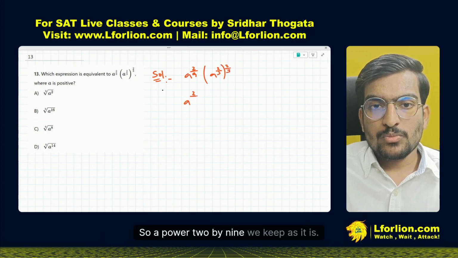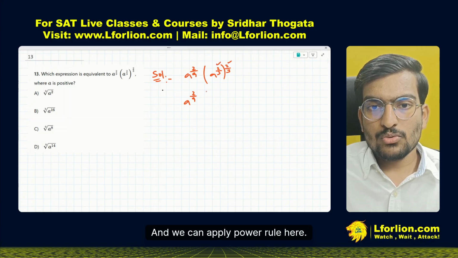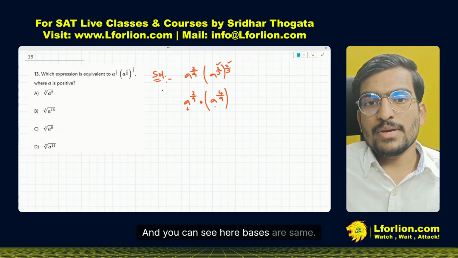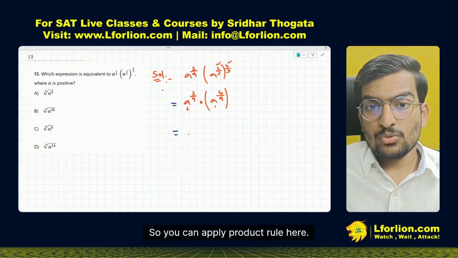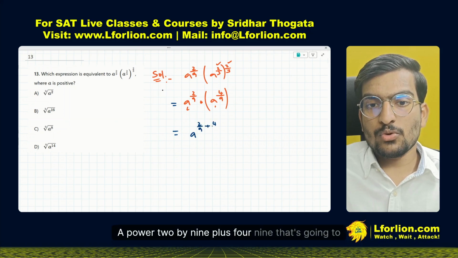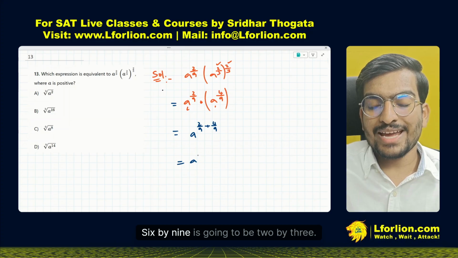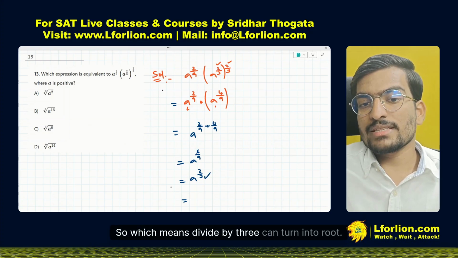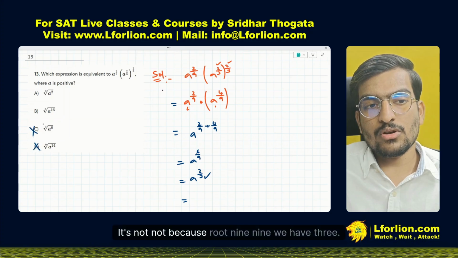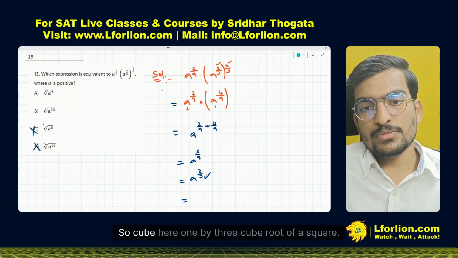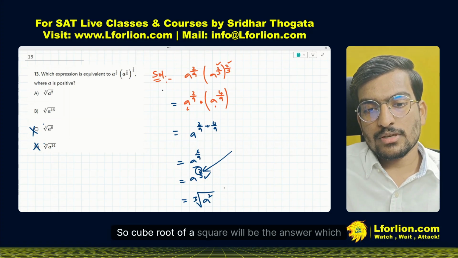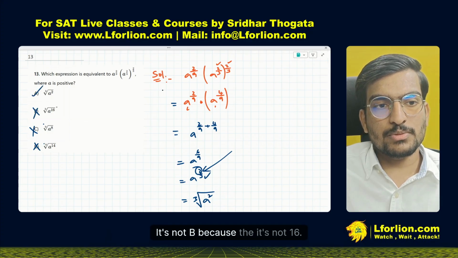So a power 2 by 9 we keep as it is, and we can apply the power rule here. So that's going to be a power 4 by 9, and you can see here the bases are same, so you can apply the product rule. a power 2 by 9 plus 4 by 9 is 6 by 9, and 6 by 9 is 2 by 3. So do we have any 2 by 3 kind of thing? Dividing by 3 in the power can turn into a root. It's not square root, because for root 9 we have 3. So cube root of a square will be the answer, which is option A. It's not B because it's not 16.